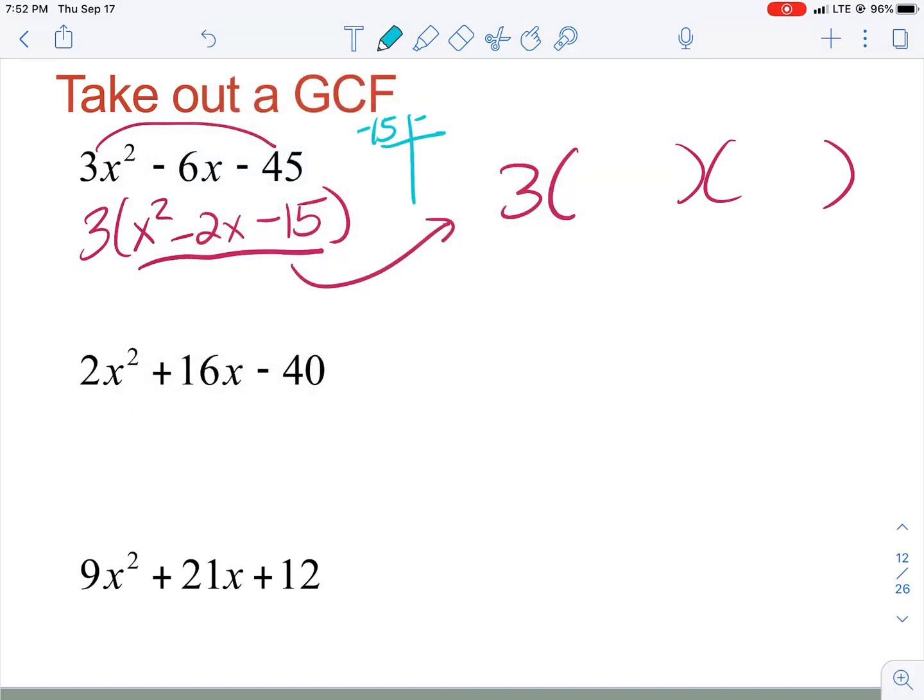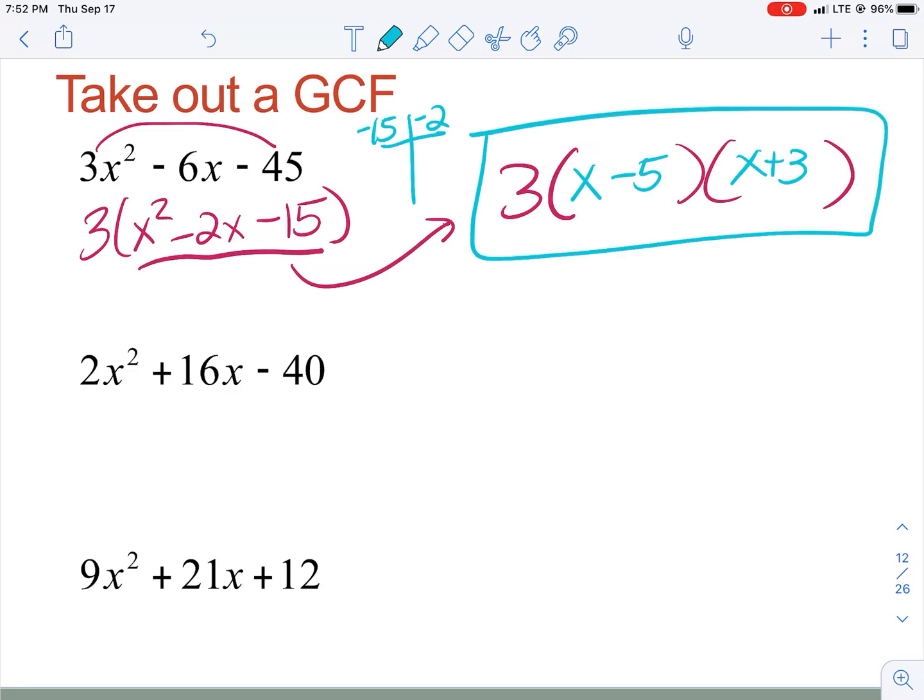Factors of a negative 15 that add up to negative 2. That's x minus 5 and x plus 3. Yeah, I did that in my head, and I would feel like you should be able to too as well. You've done a lot of factoring. Look at the next one.